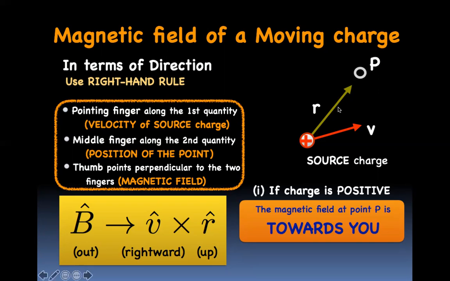Where is your thumb pointing? We can verify that our thumb is pointing towards us. That is, the magnetic field is also pointing towards us.